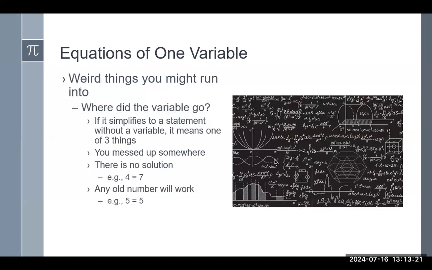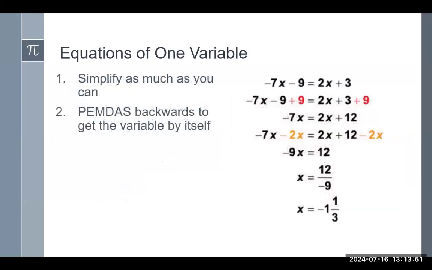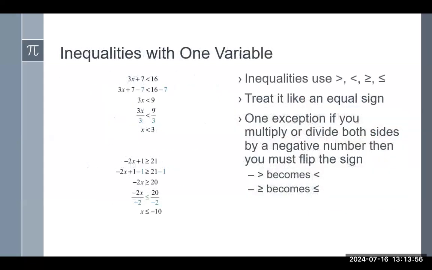Now, just some weird things that you might run into: if you're ever asking, where did the variable go? If it simplifies to a statement without a variable, it means one of 3 things. You messed up somewhere, there is no solution, or any old number will work. So if you run into 5 equals 5, it means anything goes. If you get 4 equals 7, there's no solution. But generally, this means you messed up. It's best to backtrack or restart the problem.